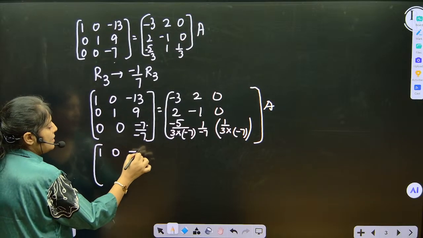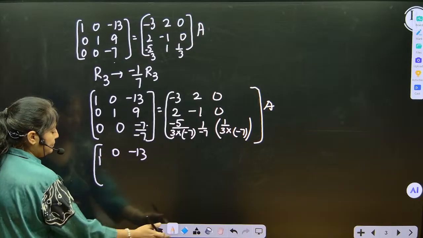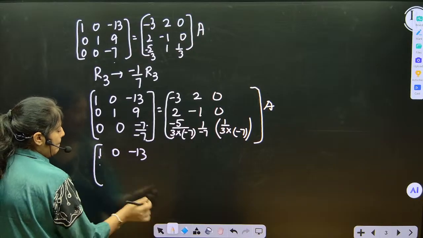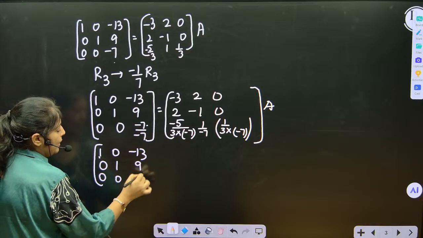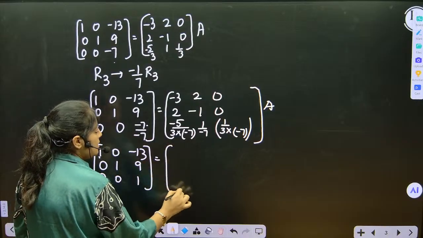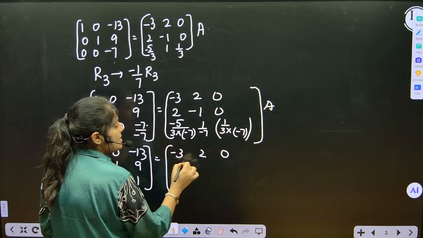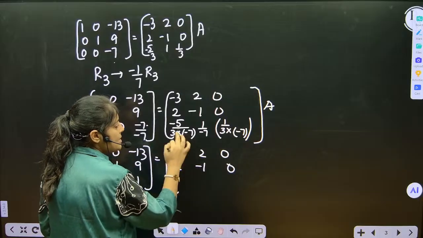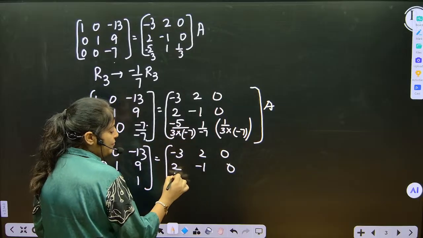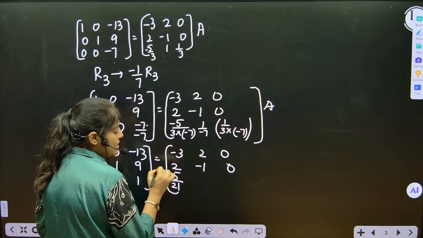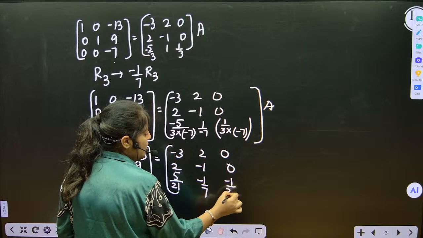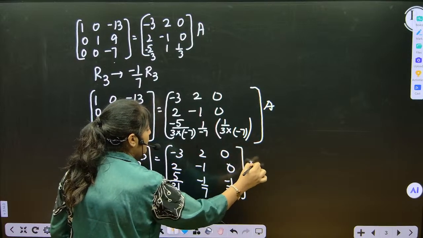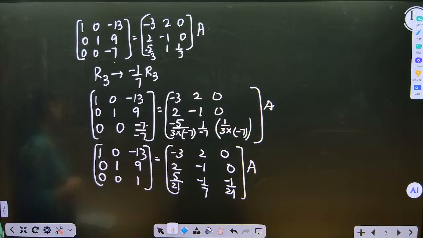1 0 minus 13 as it is, 0 1 9 as it is, 0 0 1. Minus 3 2 0 as it is, 2 minus 1 0 as it is, minus minus cancel, 5 by 3 into 7 is 3 sevens are 21, minus 1 by 7, and this will become minus 1 by 21 into 8. I hope till here everything is clear to everyone.